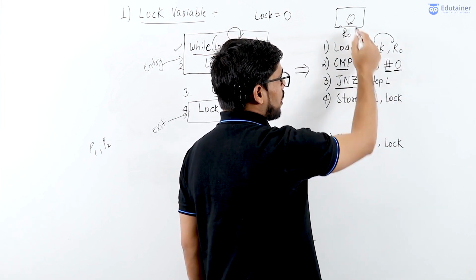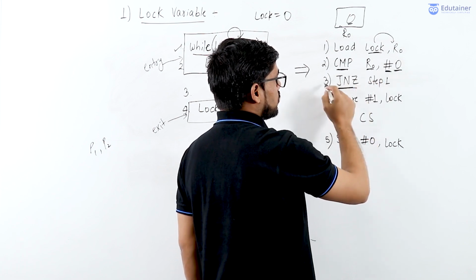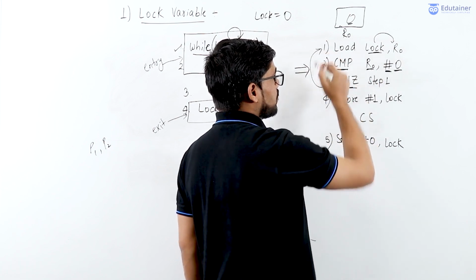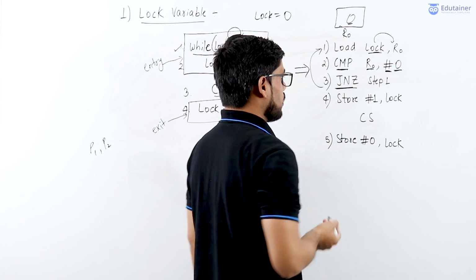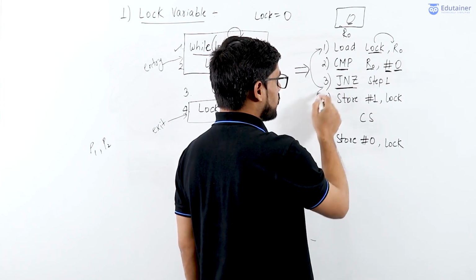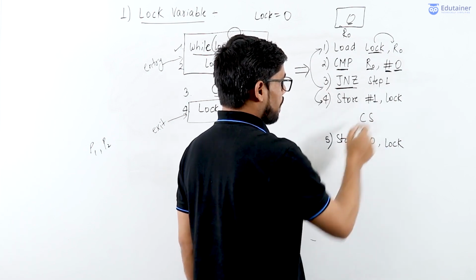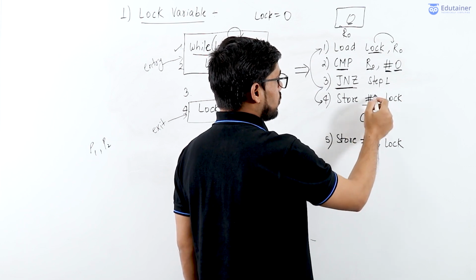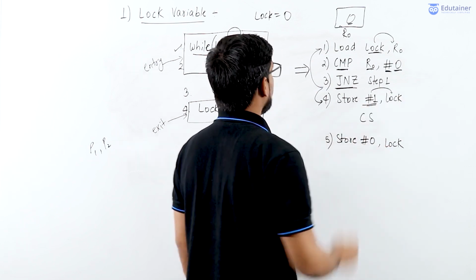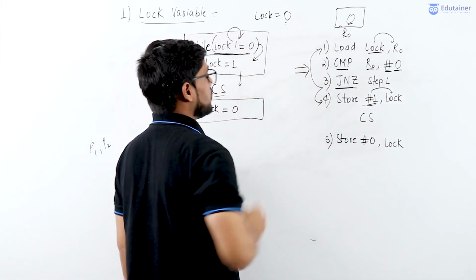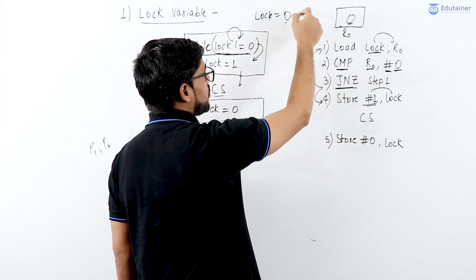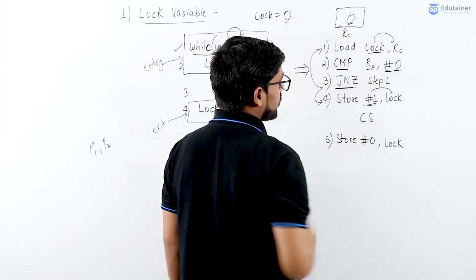If the value of R0 does not contain 0, then we jump to line number 1, or step number 1. Otherwise, we go to step number 4. Step number 4 says store 1 into the lock variable. Here the lock variable is 0, so we can easily store 1 into it and then enter the critical section.